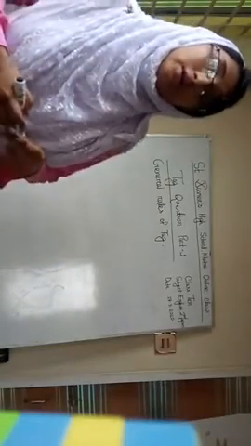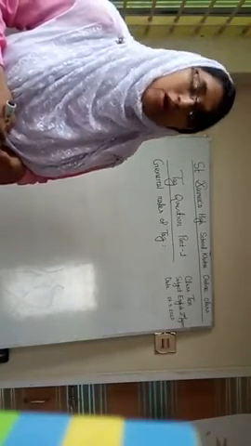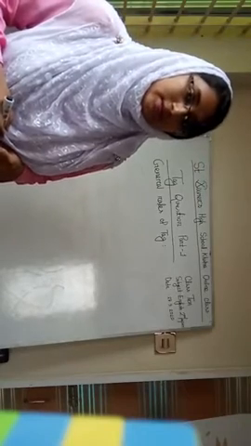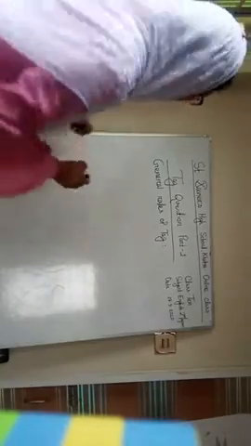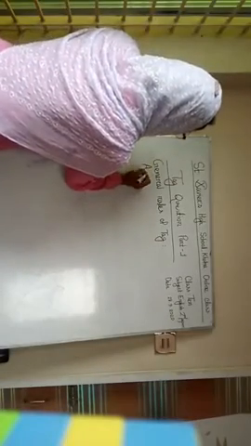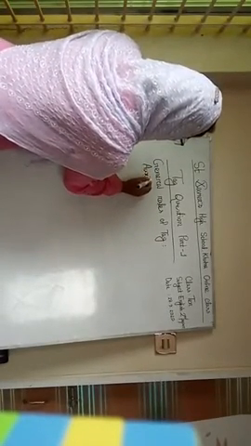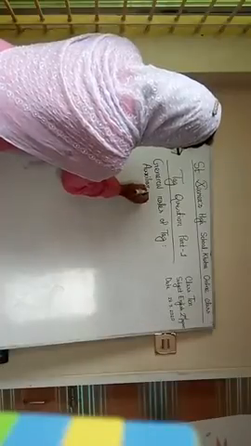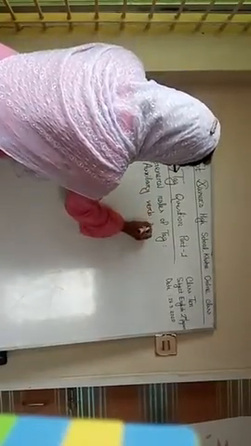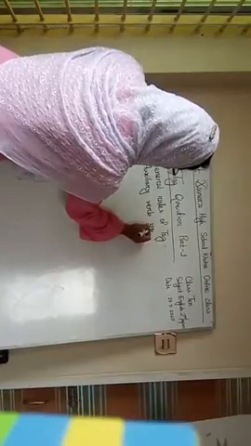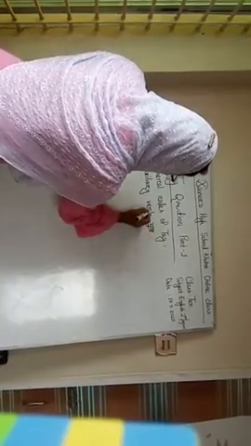Okay, first one, if there is an auxiliary verb in a sentence. যদি কোনো সেন্টেন্সে auxiliary verb থাকে. Okay, write down with me. Auxiliary verb যুক্ত. Auxiliary verb যুক্ত.